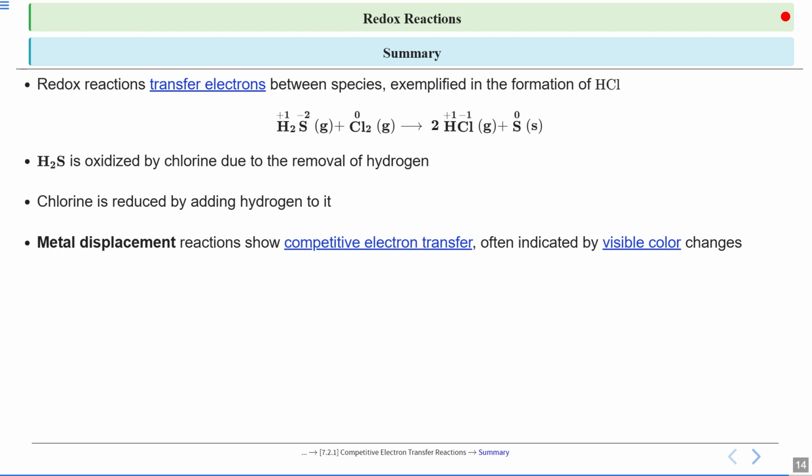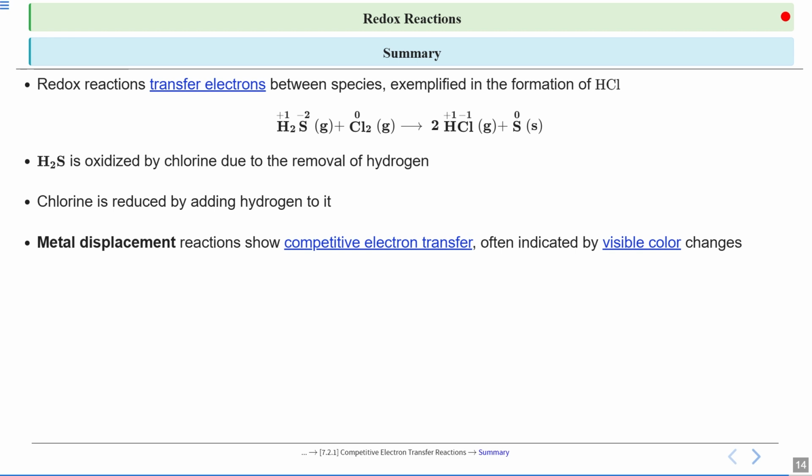By looking practically, these metal displacement reactions show competitive electron transfer, which was indicated by the visible change in color in the examples. So what was the visible change? In the first example, the intensity of the blue color faded, while in the other one, the intensity of the blue color increased. So that showed some kind of reaction that has taken place.